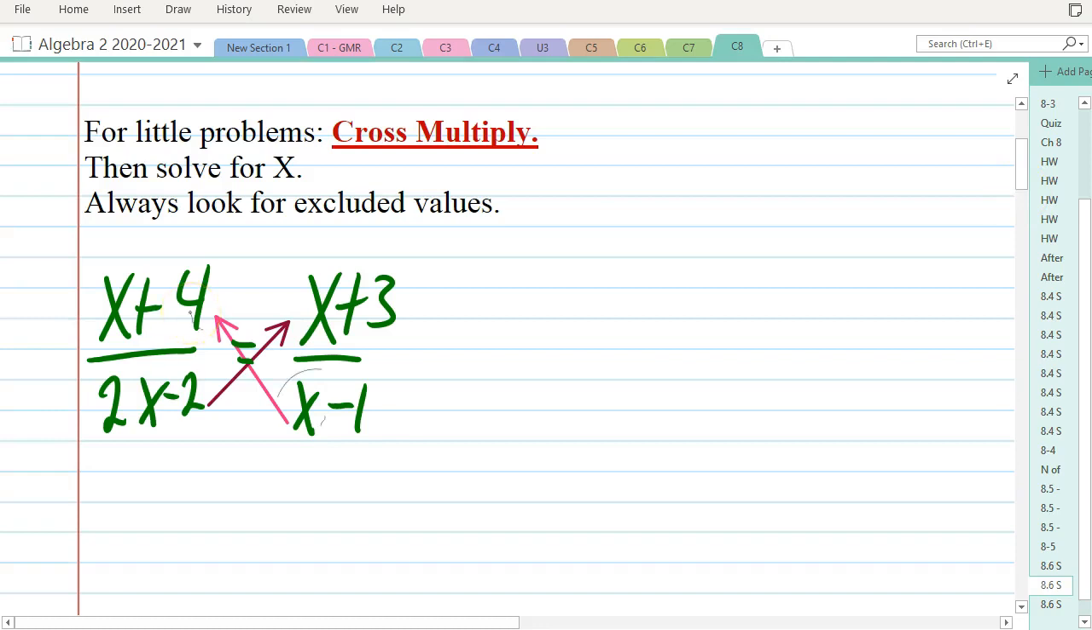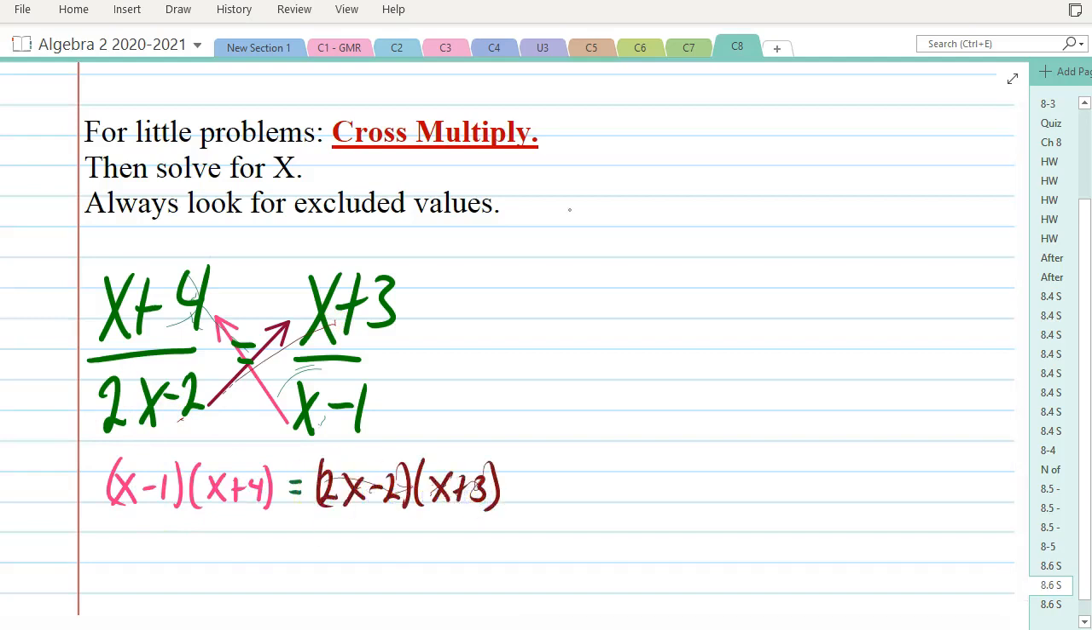When cross multiplying, you bring the bottom expression from the opposite side of the equal sign up to meet the top side. So the x minus 1 is going to come up and multiply times the x plus 4. And then the 2x minus 2 is going to come up and multiply times the x plus 3. Now at this point I expect that you can multiply these in your head, but if you can't, remember, set them up top and bottom.